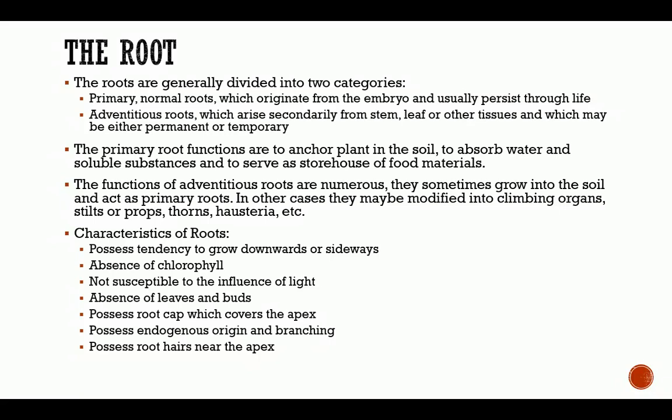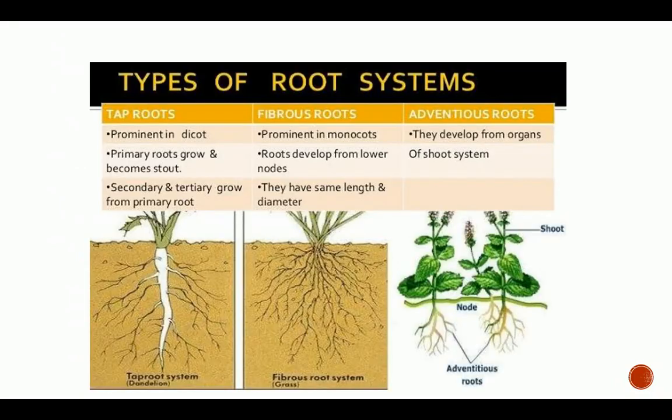What are the characteristics of the roots? One, they possess a tendency to grow downwards or sideways. That means they grow towards gravitational pull or they grow sideways. They lack chlorophyll in them. They are not susceptible to the influence of light. They possess a root cap which covers the apex. They possess endogenous origin and branching and possess root hairs near the apex.